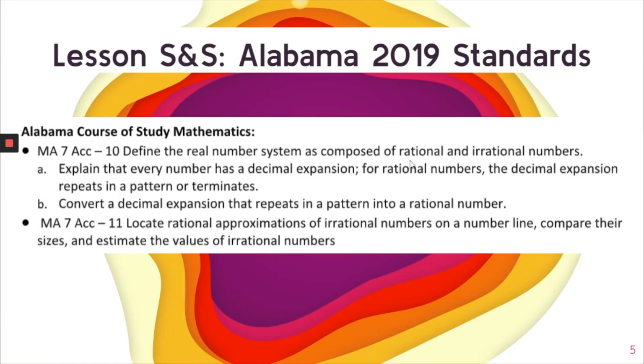First, you'll find the Alabama 2019 Course of Study Standards. This particular lesson is Math 7 Accelerated Standard 10 and Math 7 Accelerated Standard 11. Both of these standards pertain to the real number system, identifying rational and irrational numbers, and then locating those on a number line.